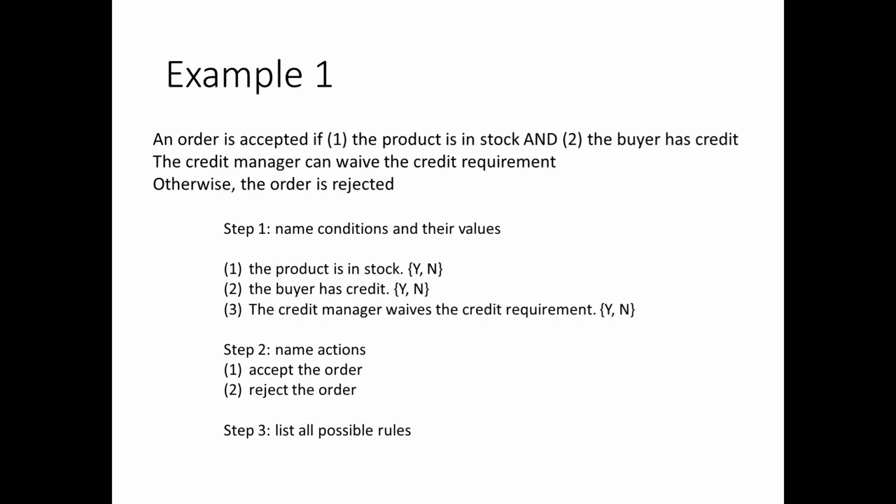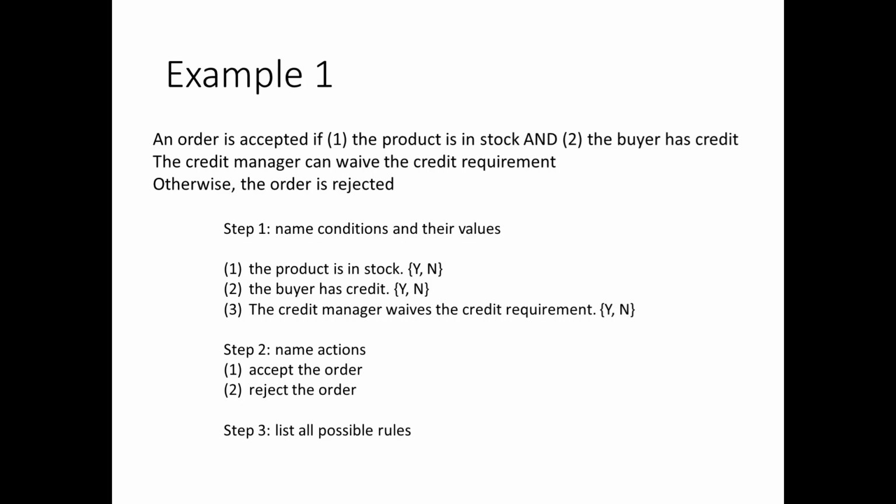In the second step, we put down the actions. So there are 2 possible actions. Either we accept the order or we reject the order. In step 3, we list all possible values.